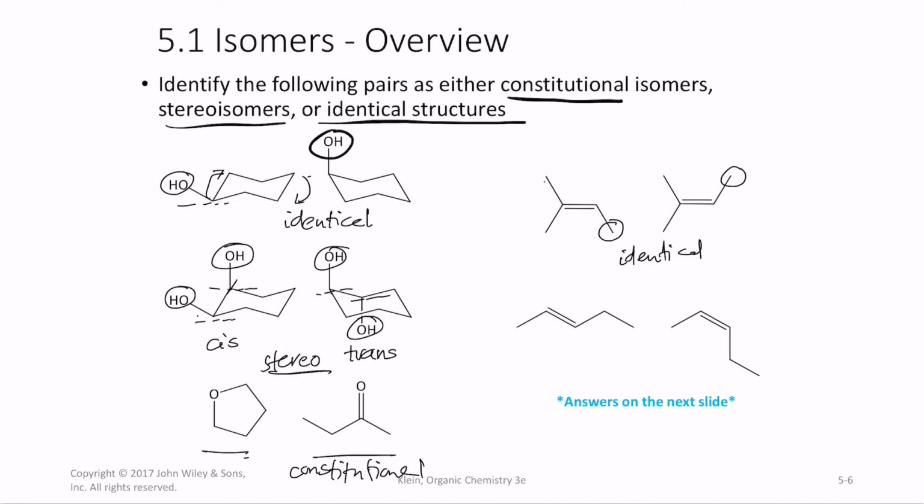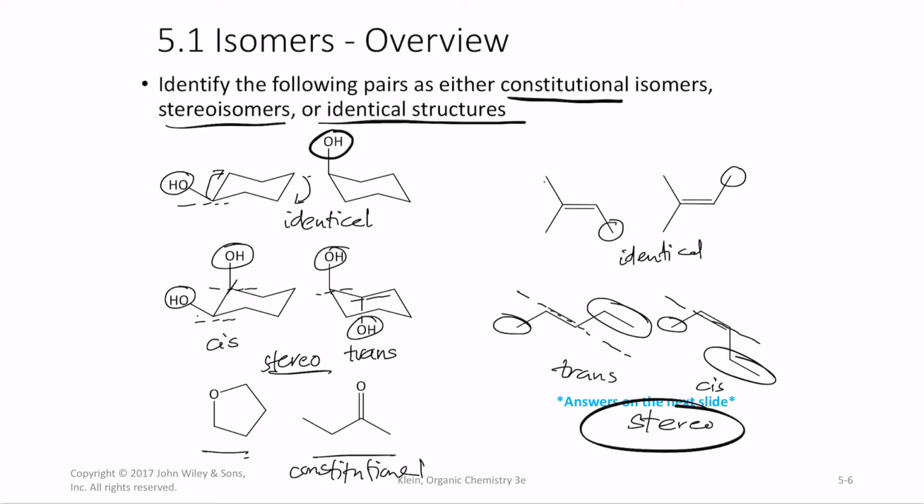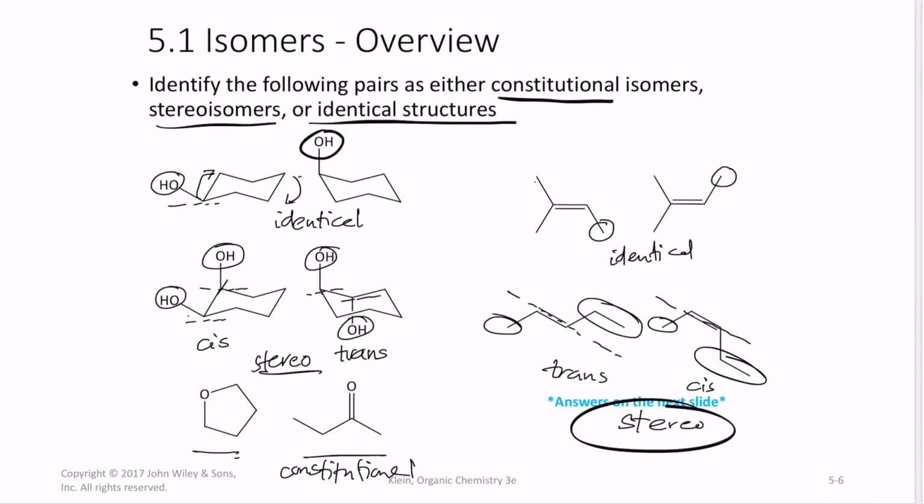Now let's look at the last one. In this one, notice these two carbons are on the top. Here one carbon is on the bottom. When you draw a line here, both these structures are on the same side. So this is the trans structure, this is a cis structure, which means that these two are stereoisomers. This is how you can identify and classify molecules based on their structure and their connectivity.